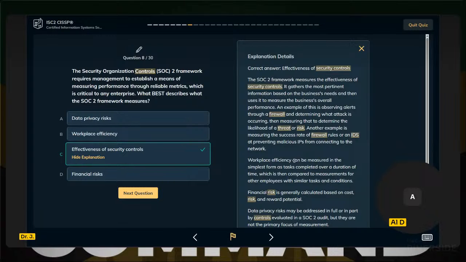It gathers the most pertinent information based on the business's needs and then uses it to measure the business's overall performance. For example, observing alerts to a firewall and determining what attack is occurring, then measuring that to determine the likelihood of a threat or risk. Another example would be measuring the success rate of firewall rules or an IDS at preventing malicious IPs from connecting to the network.